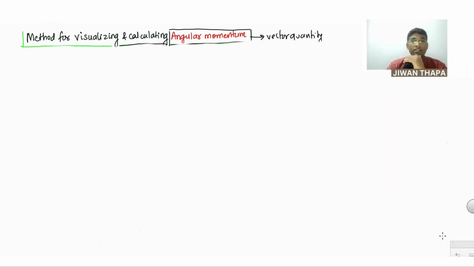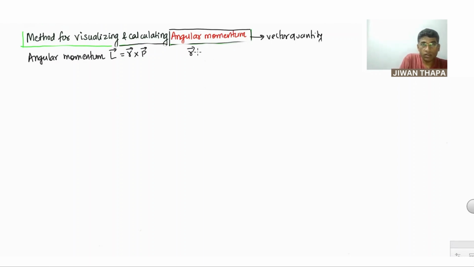Method for visualizing and calculating angular momentum. Angular momentum is a vector quantity denoted by the symbol vector L, and angular momentum is given by the cross product of position vector with the linear momentum. So we have this.